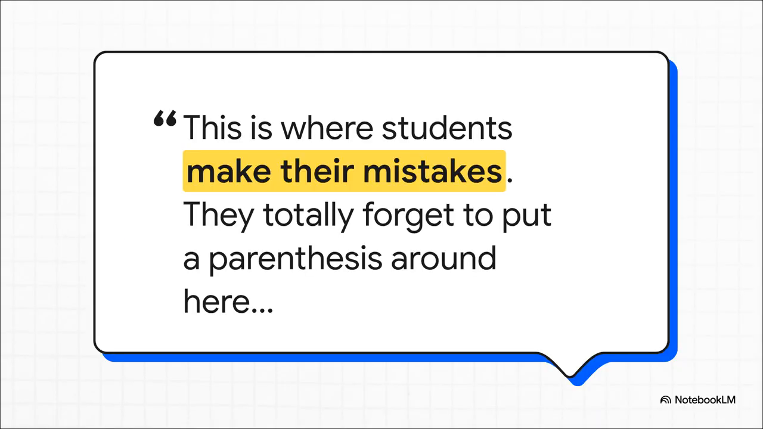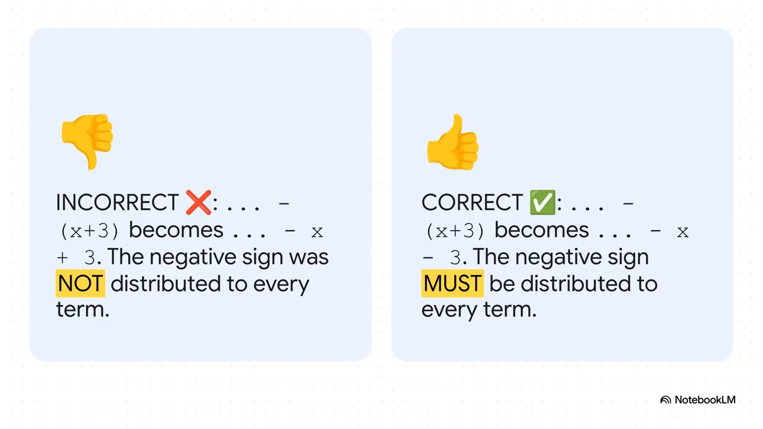Math teacher Brian McLogan points out the number one mistake, the single most common error he sees. It's all about that subtraction sign. When you subtract one of these expressions, you're not just subtracting the first term, you're subtracting the entire numerator. This is exactly what he's talking about.